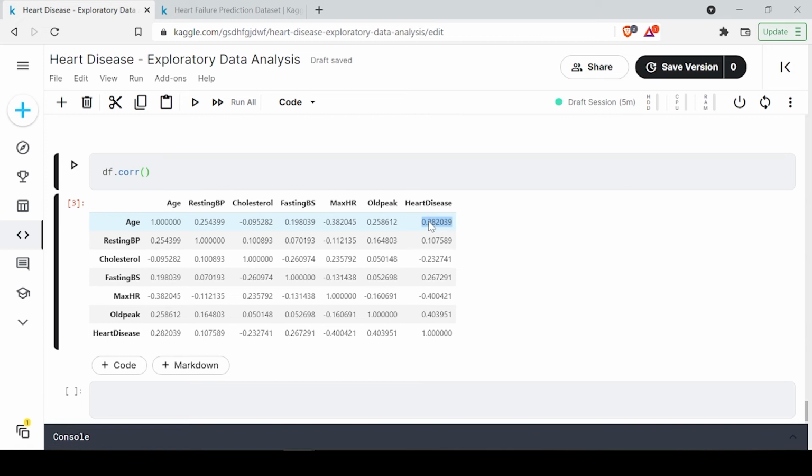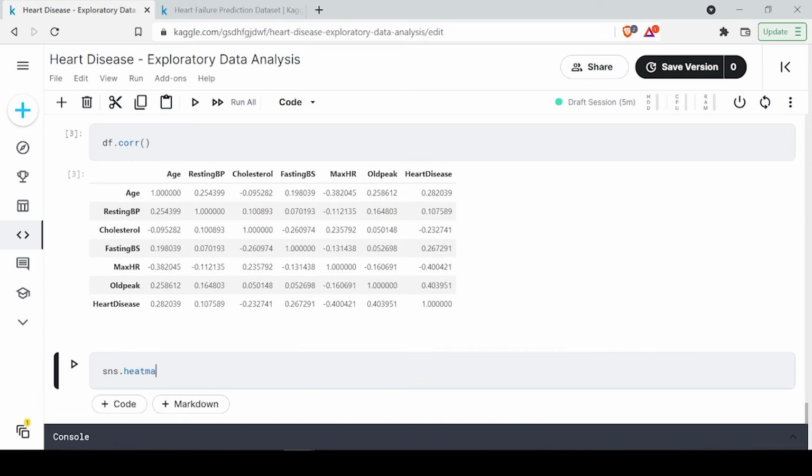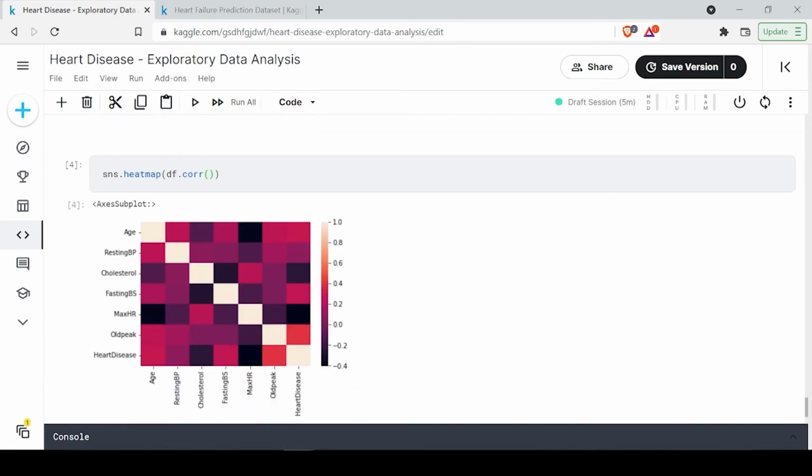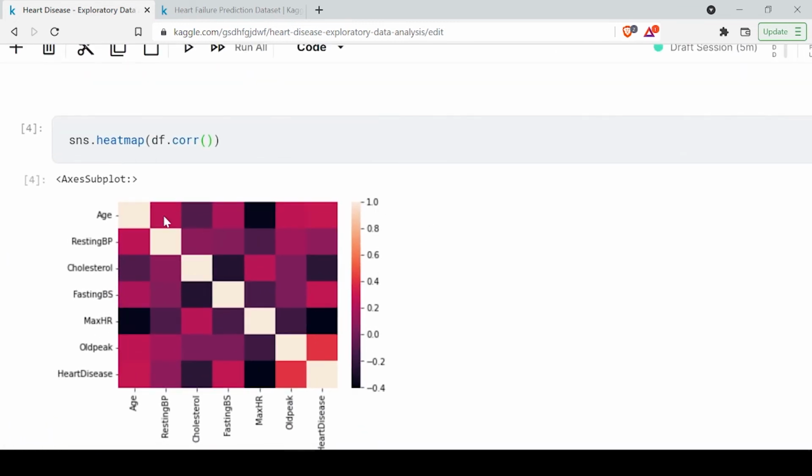Okay, now it might be really difficult for you to analyze and go through each and every number. So what we can use is something called a heat map. We can use sns.heatmap. Here I can pass the whole data frame, df.corr(). This will make a heat map. Maximum correlation is 1.0, which is the diagonal elements. Minimum correlation is minus 0.4, because we do not have -1 negative correlation.